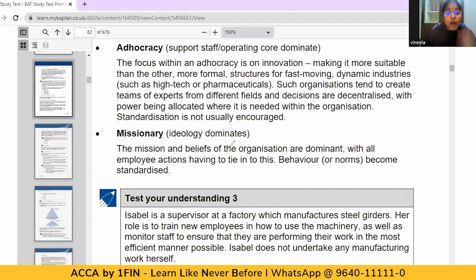How you have to behave, how you have to speak with your colleagues, what type of interpersonal relationships you have to maintain with them. Those all will be clearly guided. That type of structure is your missionary type of structure.